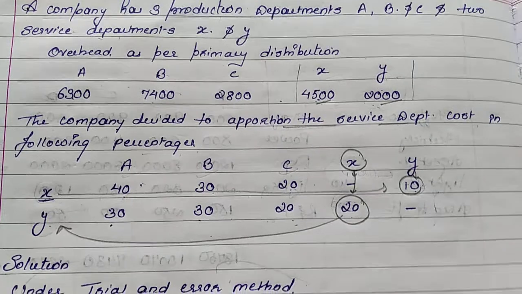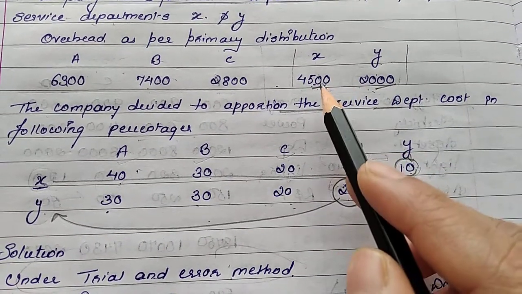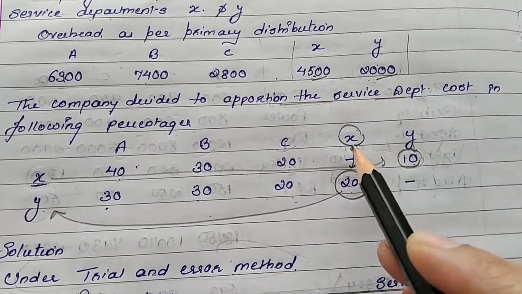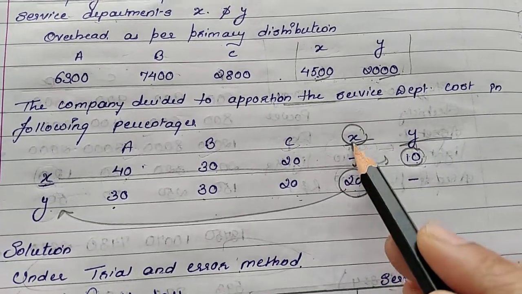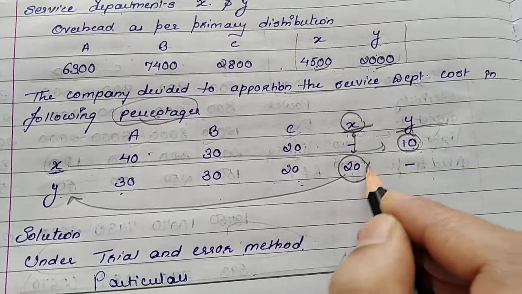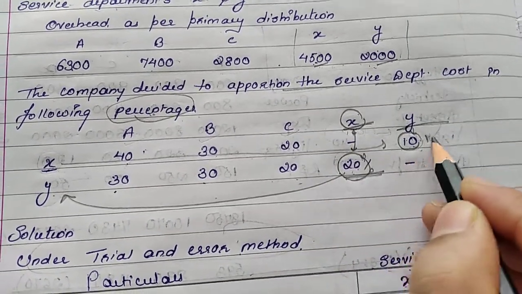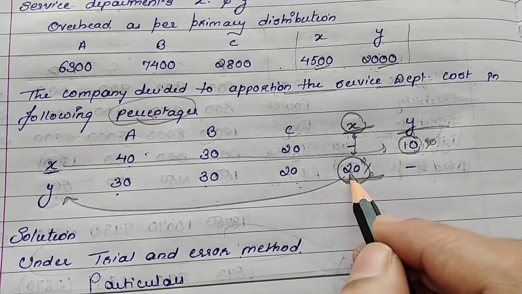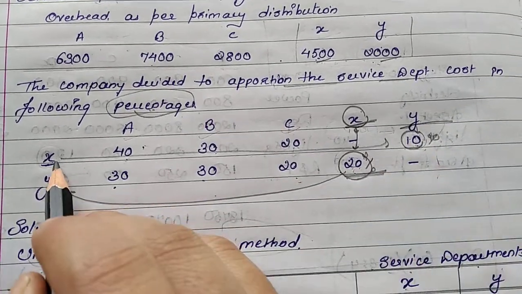Understood this much? This second table tells us that, apart from the overheads of primary distribution that we have, that is 4500 and 2000, X is also getting and Y is also getting something else. That is, X is getting 20%. This is in percentage form. So this 20% of somebody X is getting, and this 10% of somebody Y is getting. From where are they getting these percentages? X is getting this 20% from Y, and Y is getting this 10% from X.